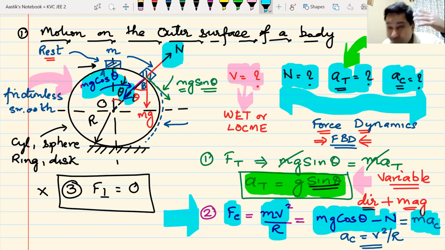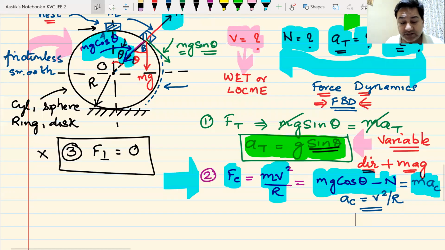Now I need the fourth equation, which I never used up till now in horizontal circle. My question is very simple, and the answer is right there in front of your eyes. What is the fourth equation that I have to use?